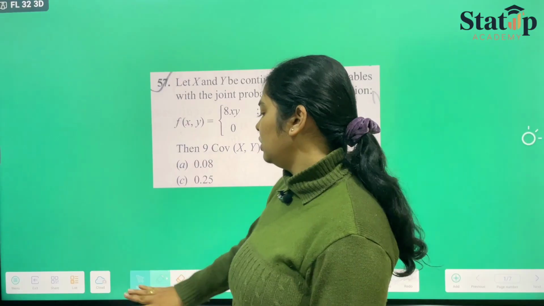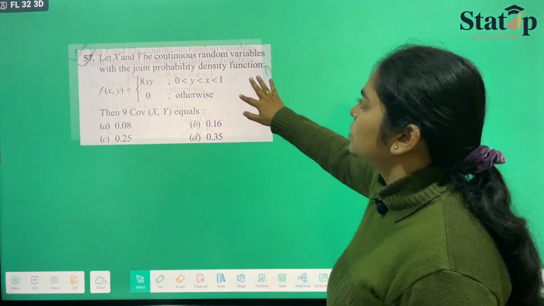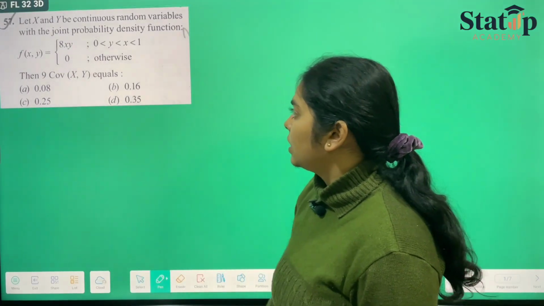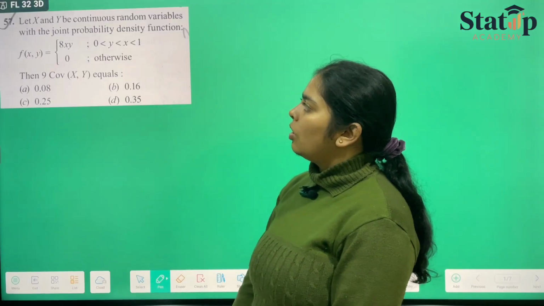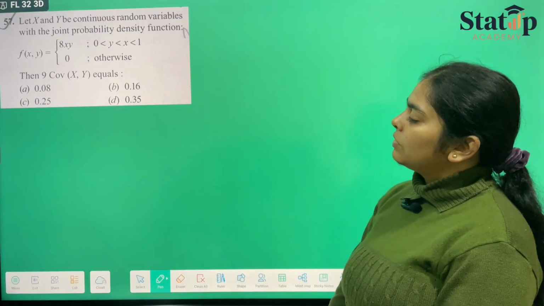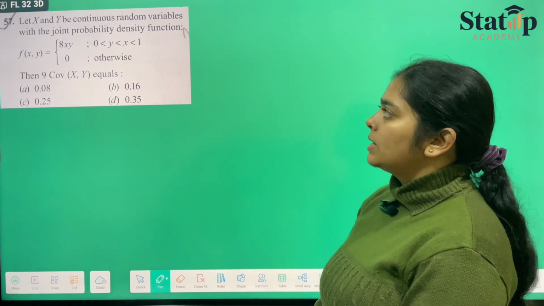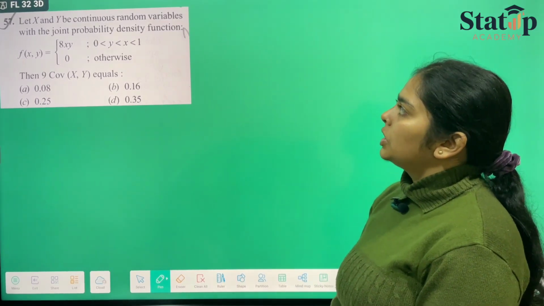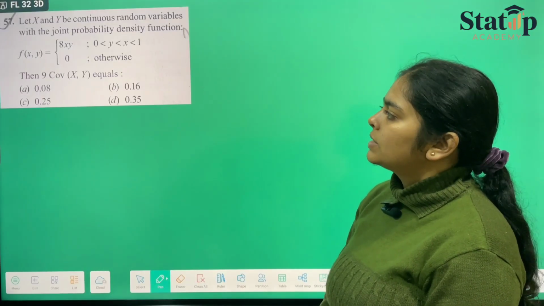This is a bit difficult and this can be asked in your examination. So, this is based on covariance. They have given us the joint probability density function of x and y, and they have given us the limit as well. But here the limit is intertwined between x and y. They are not independently distributed, they are dependent on each other. And they have asked us to calculate covariance between x and y.